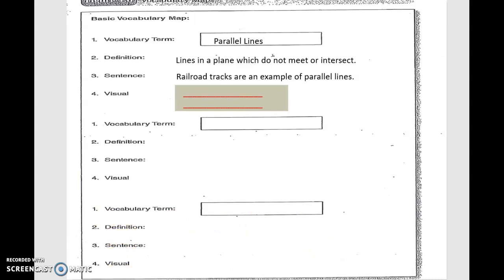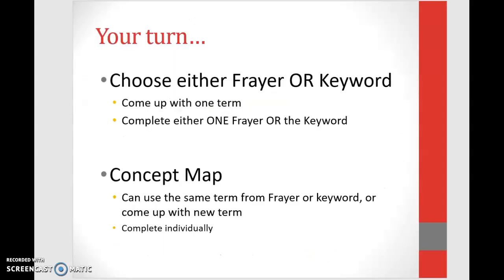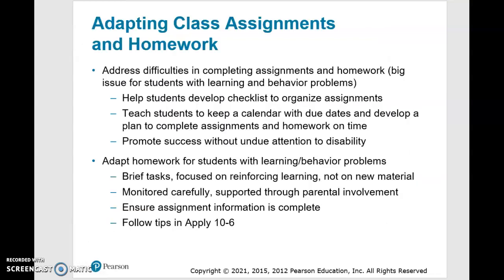All right, so if we were in class, you would choose either the Frayer or keyword, come up with one term, complete either one Frayer or the keyword, and then complete the concept map. So just think about maybe how you could use all of these when you're out with your students. Okay, so that's the only bit. Yes, everything else is from the textbook now.